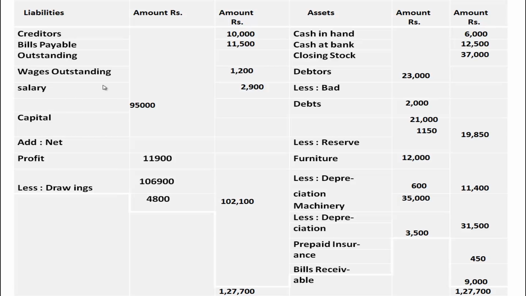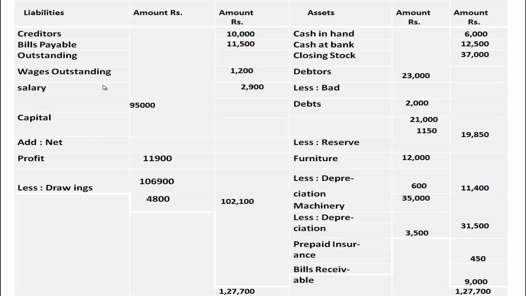Next is machinery. Machinery is given 35,000. We have to reduce the depreciation amount from there, which is 3,500, the 10% of the total machinery value. So the final value of the machinery is 31,500. And we have prepaid insurance, which is one kind of asset for the firm for this year only. So the prepaid insurance is 450, and the bills receivable amount is 9,000, which is a part of debtors. So this is the way we have to calculate all the assets and the liabilities.